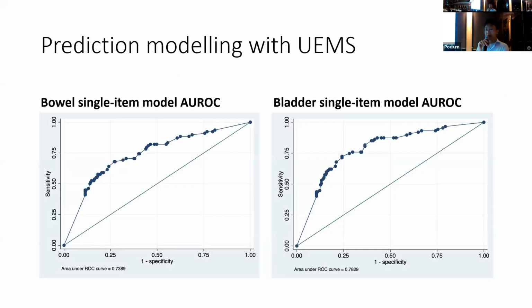And when we tested this to see what was the actual appropriateness and the accuracy of this predictor, we found that surprisingly, the single item model was able to achieve an area under the curve of above 0.7, so quite like a moderate or fair level of accuracy.